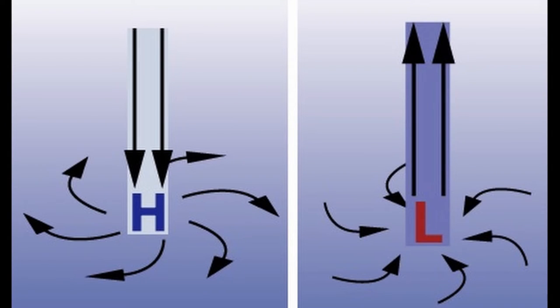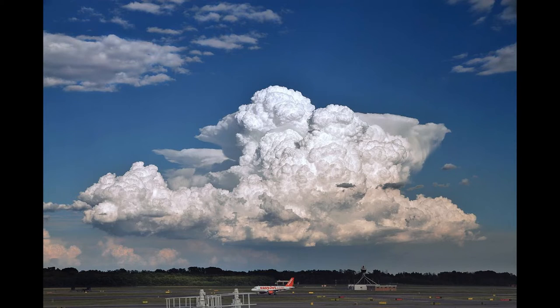Okay, so just to recap, on the left here you see the high pressure spinning clockwise and the air moves downward and outward. And on the right, you see the low pressure vacuuming all that energy up into it and moving it aloft into the atmosphere where it can condense into clouds. And previously we talked about clouds and how they form as more and more moisture and more energy gets into the storm system and makes the cloud bigger and bigger.